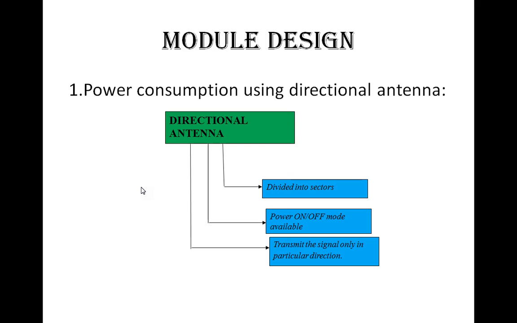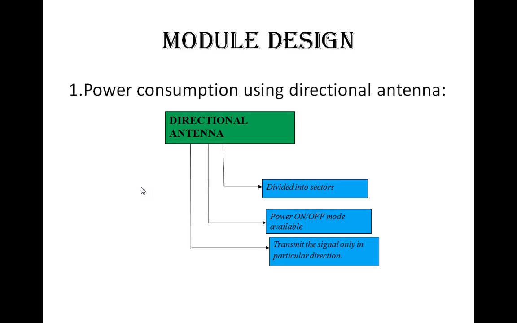This is my first module. In my first module, power construction using directional antenna. In this, I am using a directional antenna for transmitting the data. Why I am using a directional antenna means a normal antenna transmits the signal equally in all directions, so the power and the bandwidth get wasted. To avoid that, I am using a directional antenna.